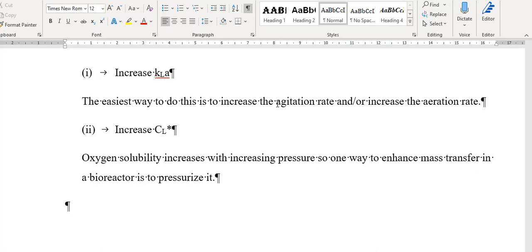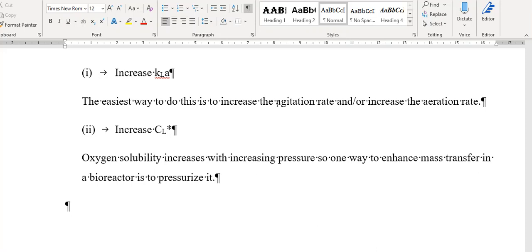The norm for most bioreactors is that you operate with the volume of your reactor, and you put in the same volume of air per minute. So if you have a 1 liter reactor, the norm would be 1 liter per minute of air going into it. But if you enhance your aeration rate, technically you will get increased mass transfer.